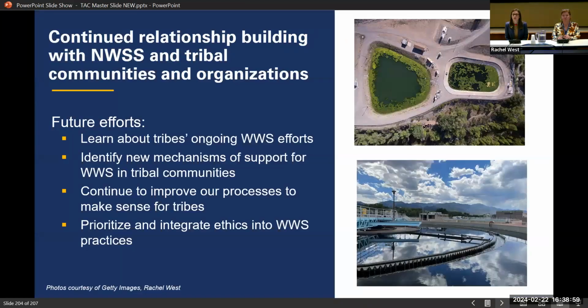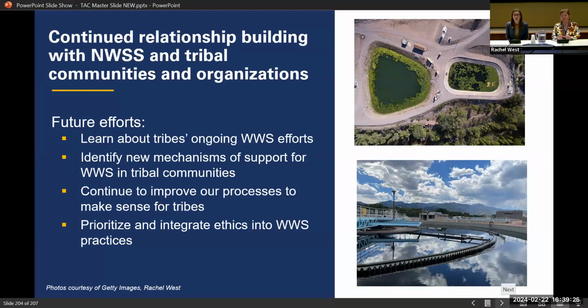So all of this informs our future efforts. One item that we'd really like to learn more about is ongoing wastewater surveillance efforts. NWSS is one effort in wastewater surveillance through the country, but we know that tribes have ongoing wastewater surveillance systems that they've been working on for years. We'd love to learn more about them, about their successes, about how they've creatively built those, and also their challenges.